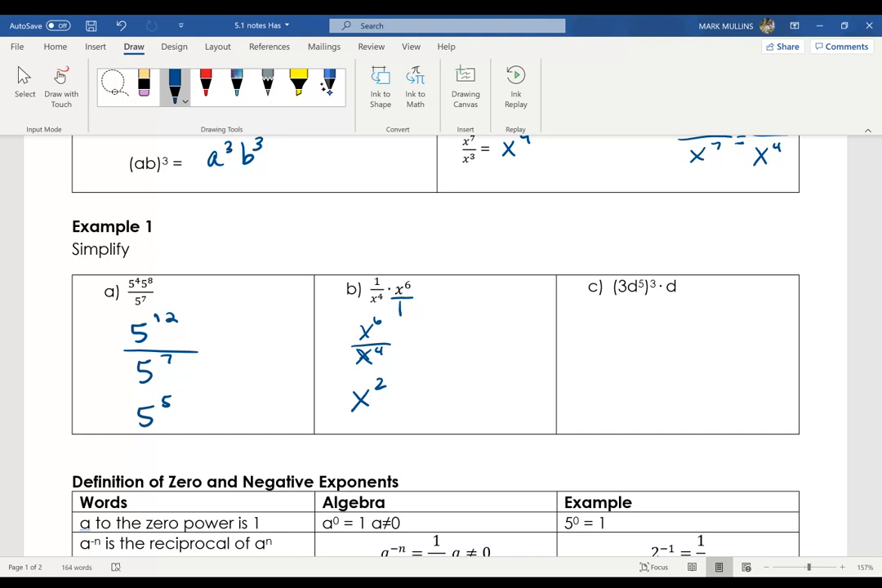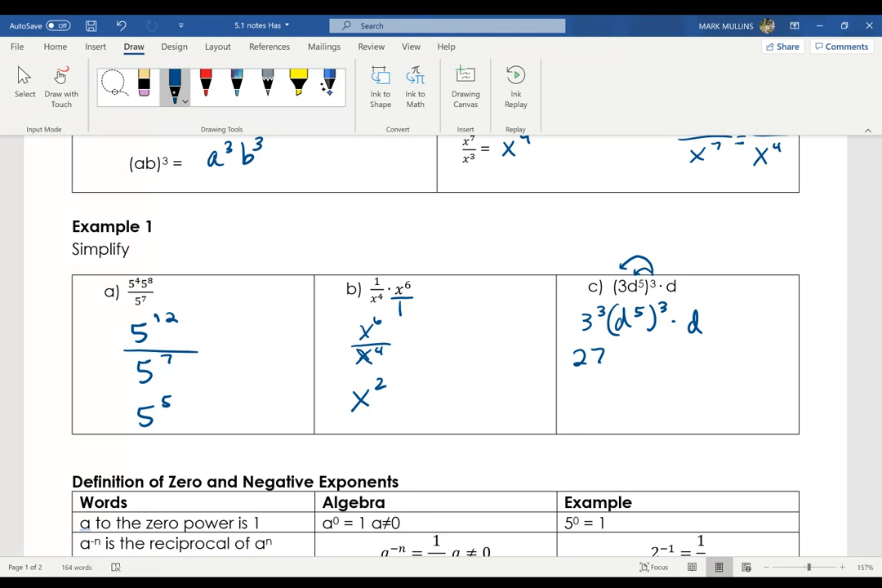And the next one, I have a couple of different properties working together. First, I need to distribute that cube, and I'm distributing over multiplication. So I'd have 3 to the 3rd, and I would have d to the 5th raised to the 3rd power times one more factor of d. So 3 to the 3rd would be 27. I wouldn't do 5 to the 5th. I know that's going to be a big number, but 3 to the 3rd is pretty manageable.